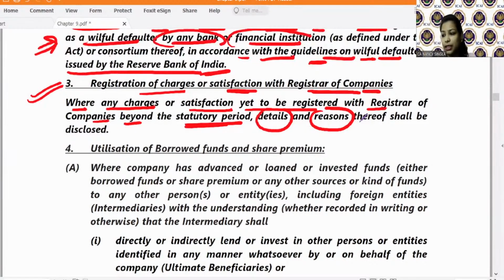ठीक है, absolutely correct. Satisfaction of charge, Mr. Mishra, you are saying, which is absolutely correct. So the statutory period that has been defined, within that period, if the same has not been done, तो अब कंपनी को खुद से डिस्क्लोज करना है. ऑडिटर को क्या करना? ऑडिटर इज गोइंग टू वेरीफाई दैट कि whether such additional regulatory information has been given or not. Right? Is it clear?